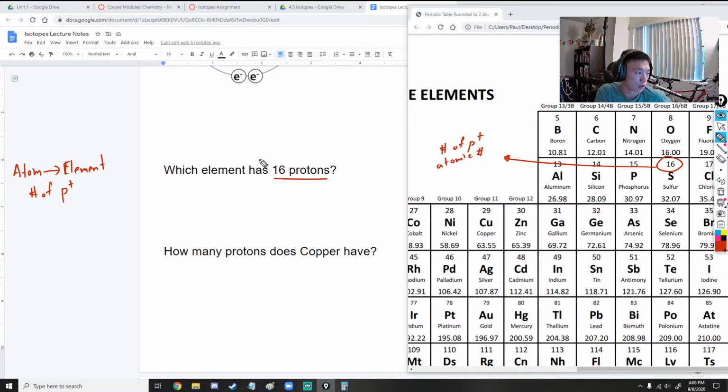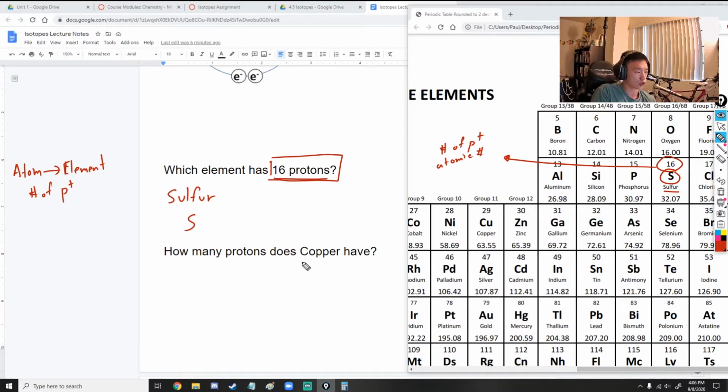Okay, so we're looking for the element that has 16 protons, and so we look for atomic number 16, the number on top where it's 16, and we're going to notice that the name of the element is sulfur. If you don't want to write sulfur out, you can just write the symbol, which is S. So sulfur has 16 protons. Here we went from protons to element.